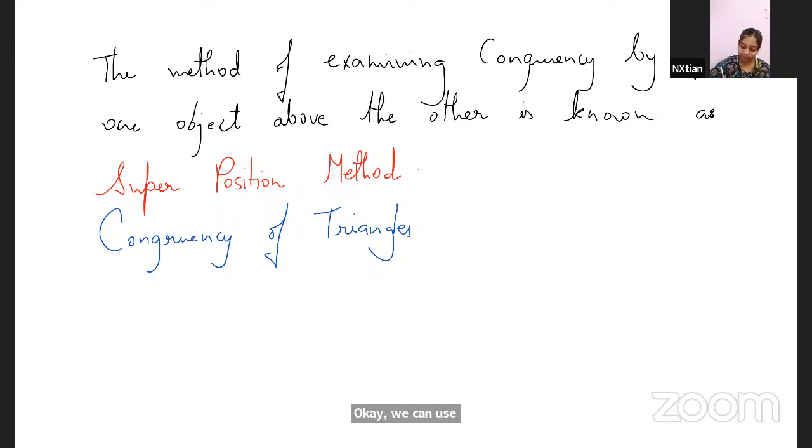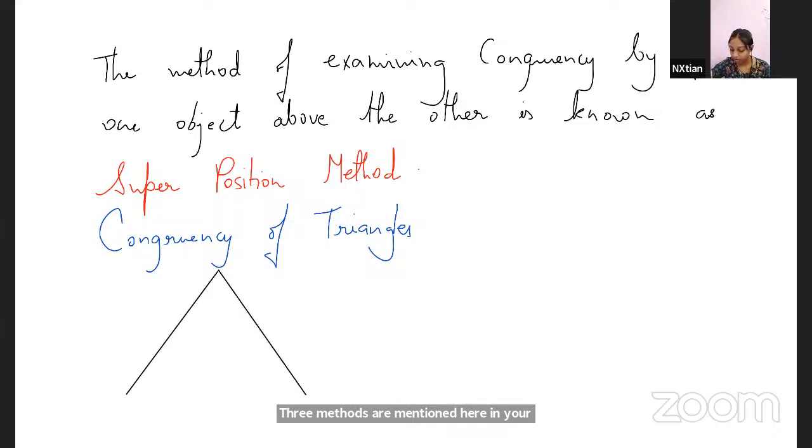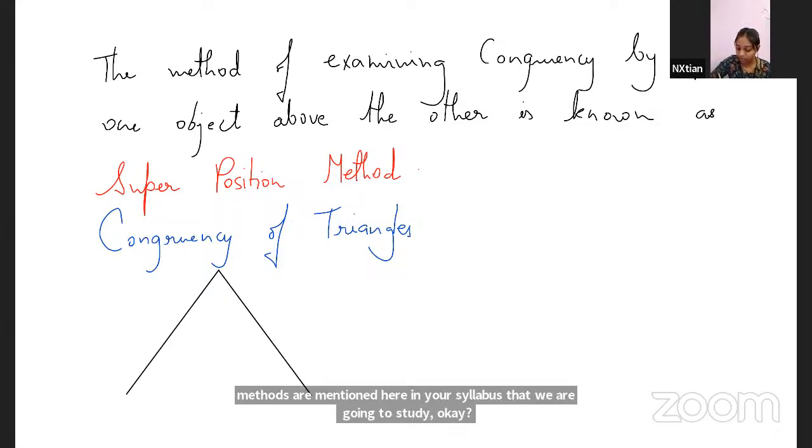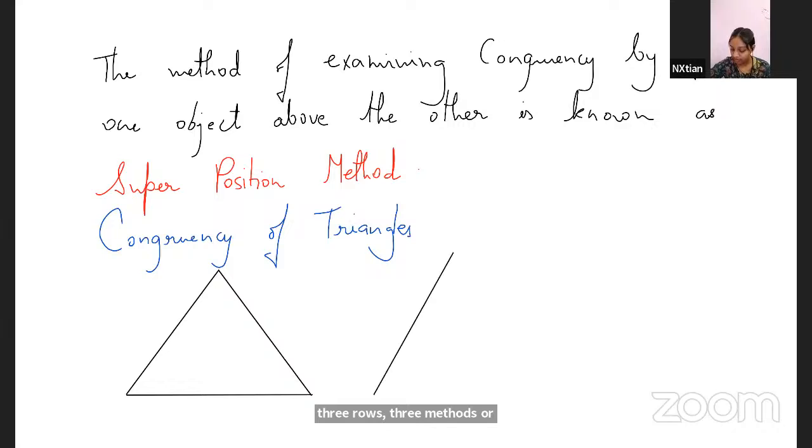Now, suppose I have two triangles. There are 4 methods to check congruency of triangles. Three methods are mentioned here in your syllabus that we are going to study. Three rules, three methods, or you can say three properties that we are going to learn about.